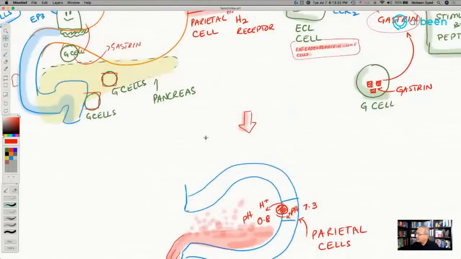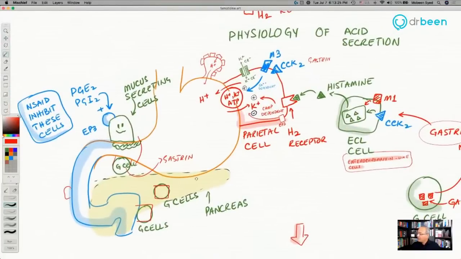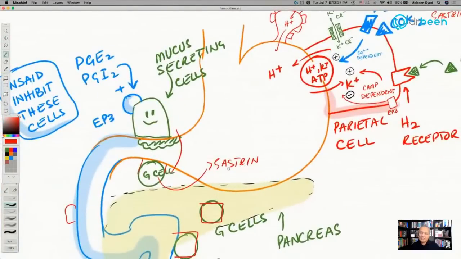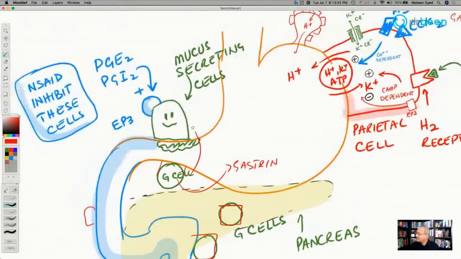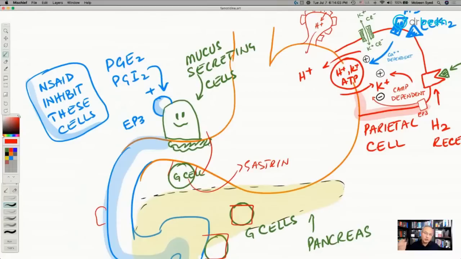Now, a couple of things that are interesting for us to keep in mind here. If parietal cells are so strong, and if they can produce such a high acidity in the stomach, or such a low pH, then what will save our stomach from becoming digested by these acids? For that, if you see this little green dude over here, this cell is a mucus cell. These cells are most abundantly present near the pyloric area. These are called superficial mucus secreting cells.